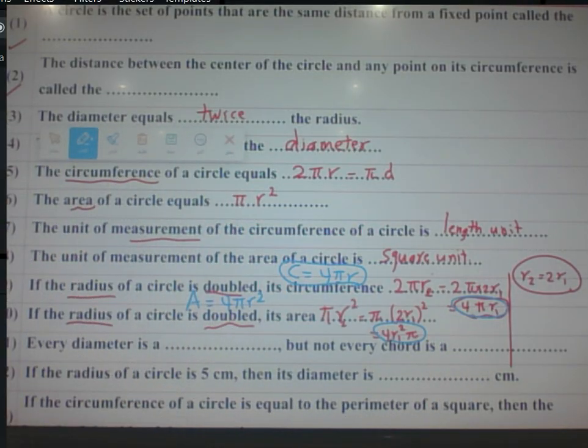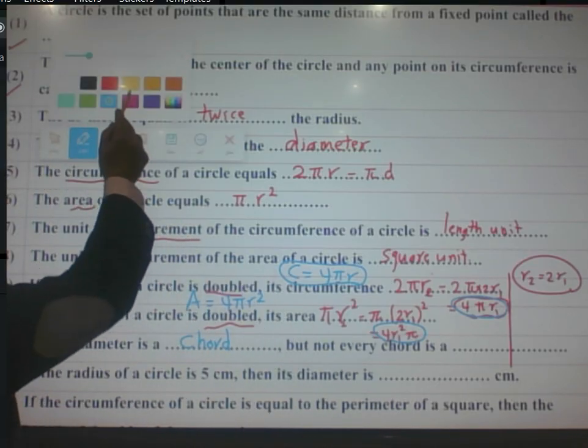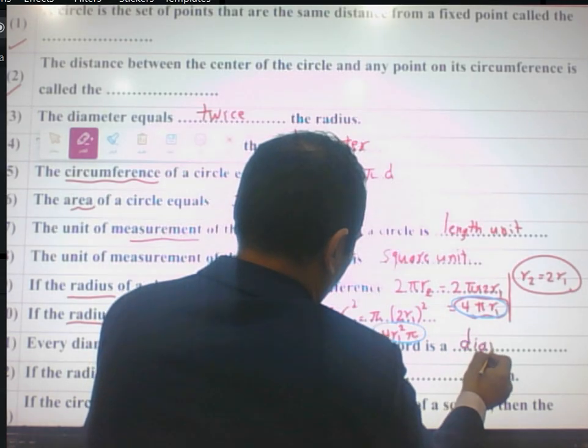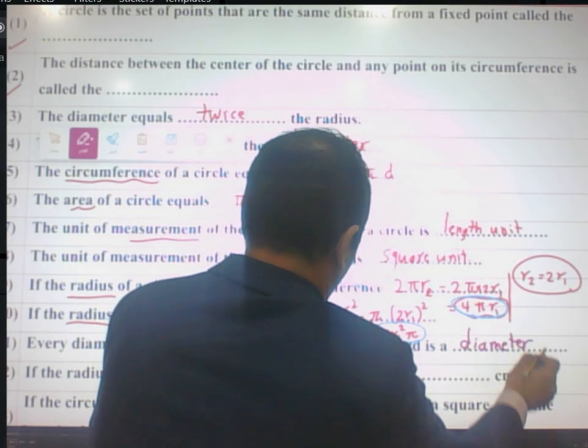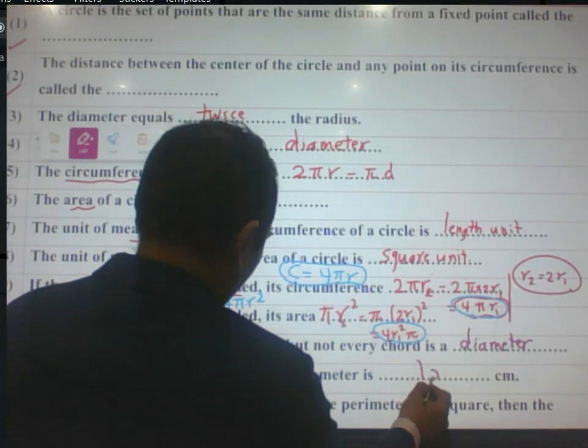Every diameter is a chord, but not every chord is a diameter. The radius of the circle is 5, then the diameter will be 10 centimeters.